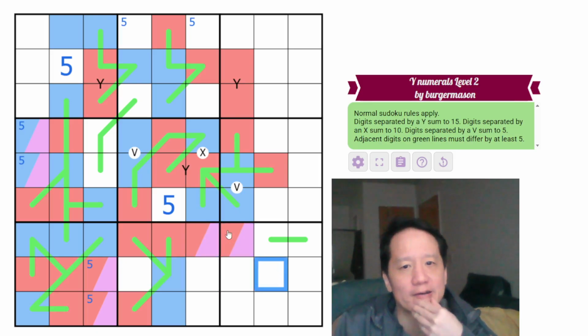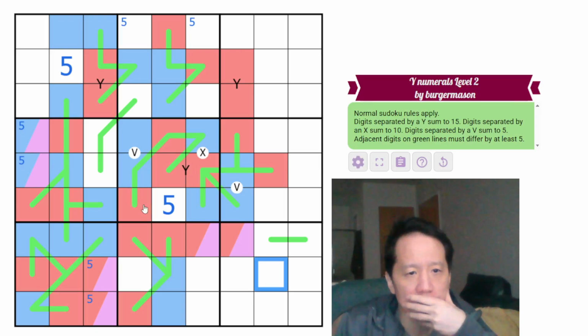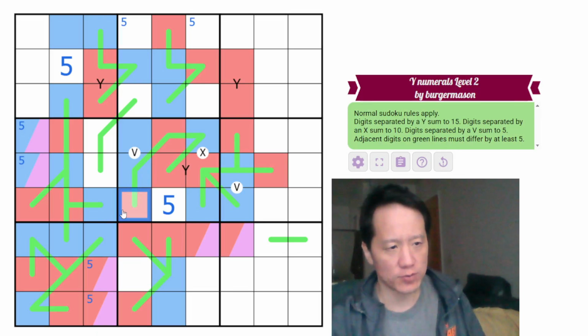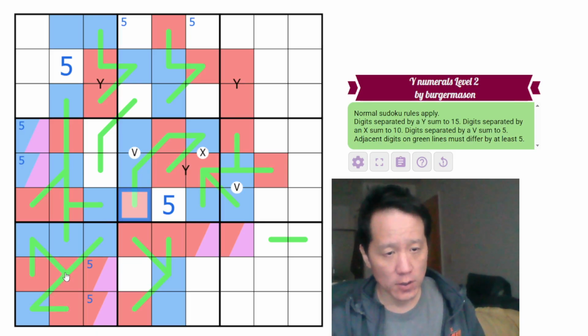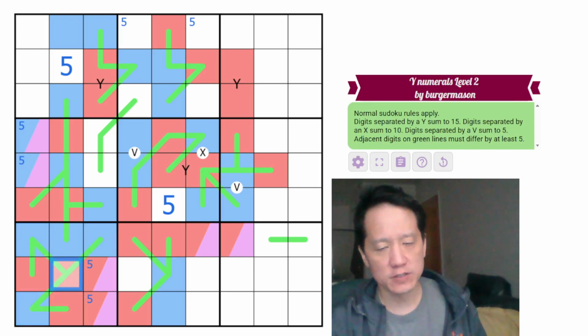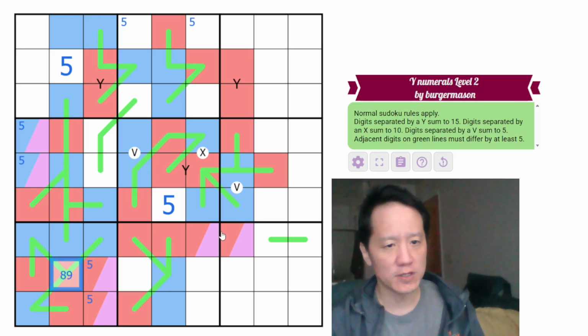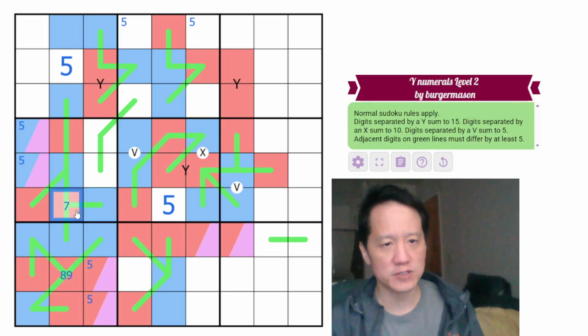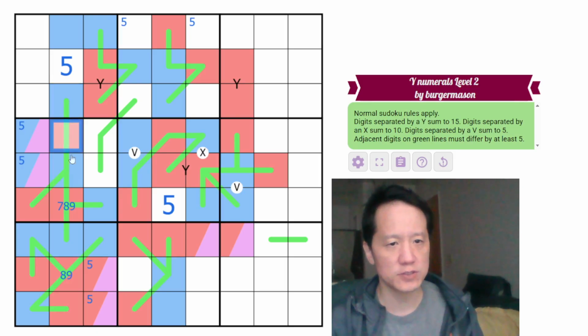What else do we have? Okay, let's start filling in some of these German whispered lines, right? This is next to 3 unique digits on a German whispered line, and it's a high, so it must be either 8 or 9. This is next to 2 unique digits on a German whisper line, so it has to be 7, 8, or 9. And this is also next to 2 unique digits on a German whisper line, so this is also 7, 8, or 9.